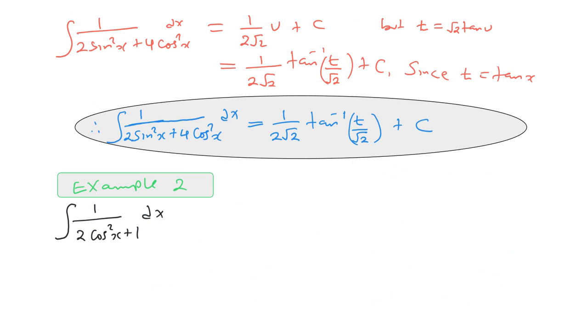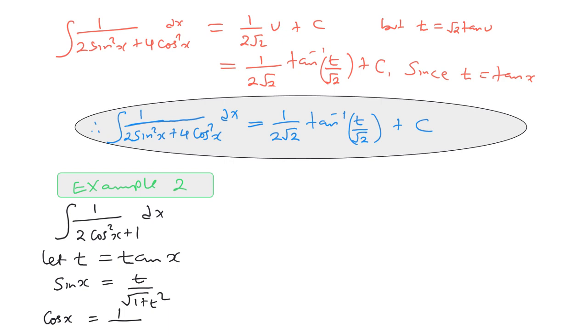Okay, we are having the integral of 1 over 2 cos squared x plus 1. Remember that we said that the key to the method is to let t equal tan x. Okay, so if t is tan x, then we have gone ahead to show that sine x is t over the square root of 1 plus t squared, and we're also able to show that cos x is 1 over the root of 1 plus t squared.